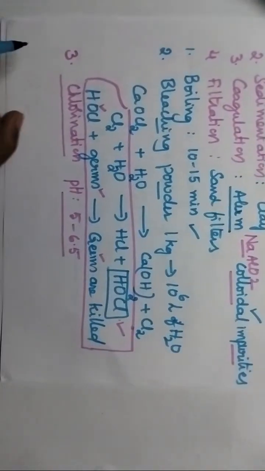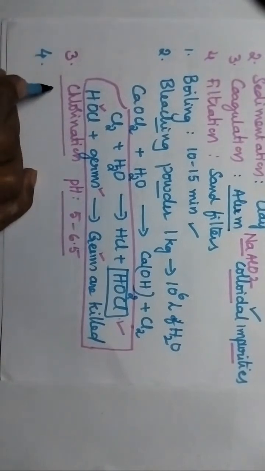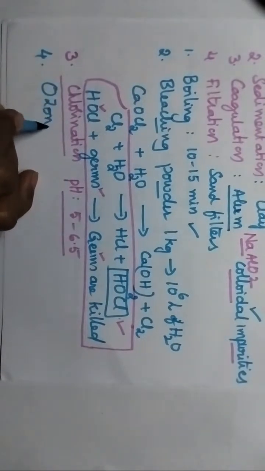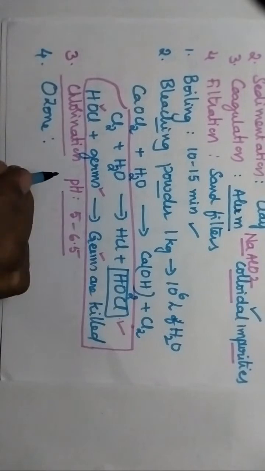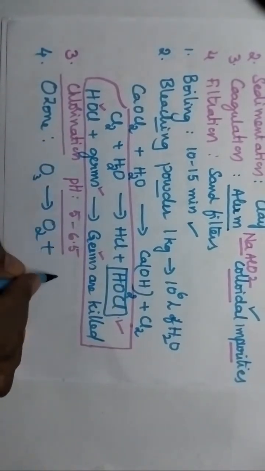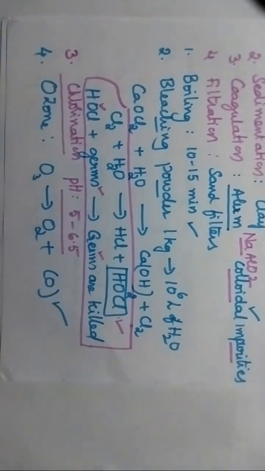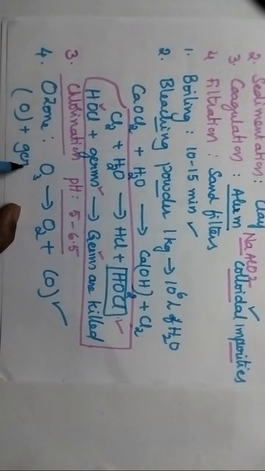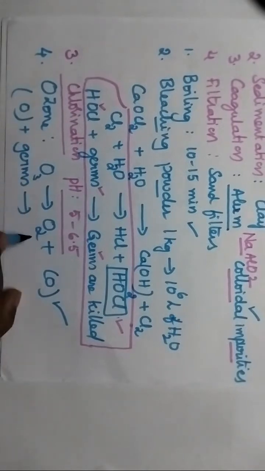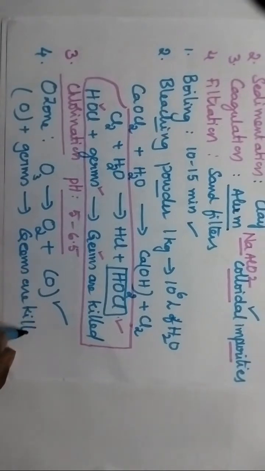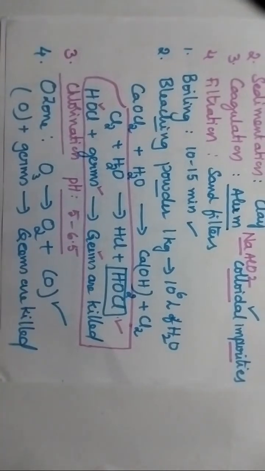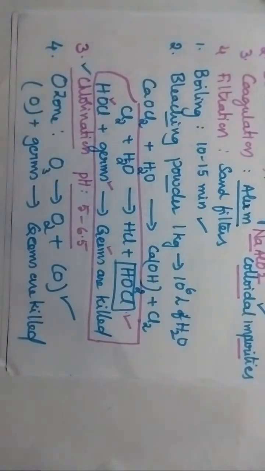In that way, we have the treatment with ozone. Whenever ozone is added, it dissociates into O2 plus nascent oxygen or atomic oxygen. This nascent or atomic oxygen selectively attacks germs and thus germs are killed. If excess chlorine is present, that also produces an irritating odor to the water.